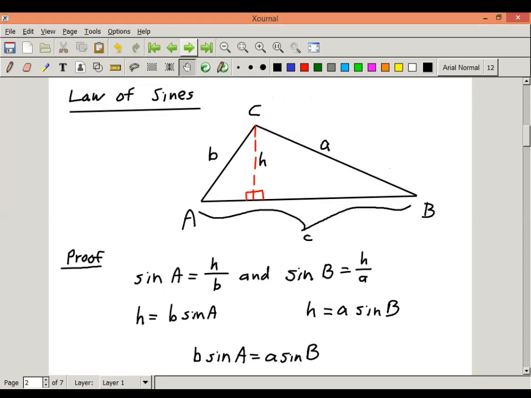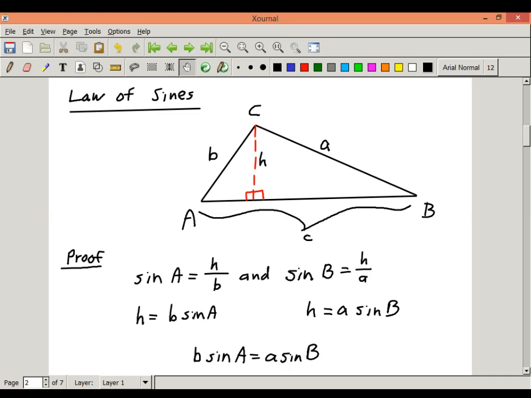Okay, looking at the triangle I have drawn here, so you see triangle ABC. We're going to prove the law of sines first. So as usual, small a is across from angle A, small b is across from angle B, and side small c is across from angle C, with the height h in there. Now this is not necessarily a right triangle here. It doesn't have to be.